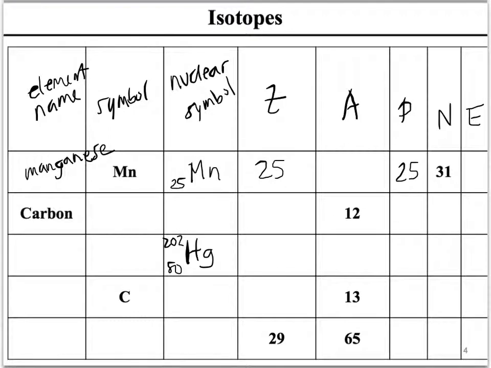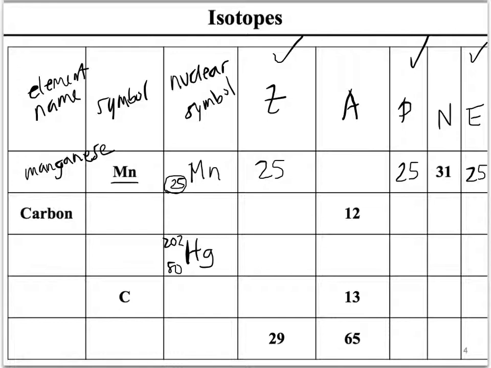And right now, we're just dealing with neutral elements. We're not dealing with ions. So however many protons we have, that's how many electrons we have. So notice, this column and this column and this column are the same as is this right here. They're all the same thing. They're all telling you the same thing.